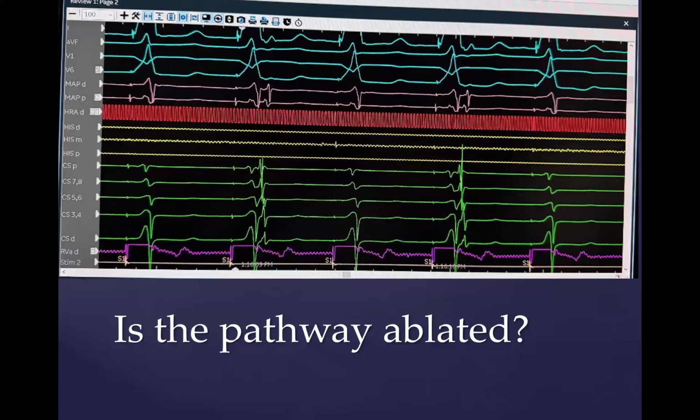So it's not uncommon that when we ablate somebody, let's say on the left side of the heart or the right side, the power will be 50 watts, which is the maximum output of the system, and you only achieve a temperature of maybe 42 to 46 degrees Celsius.